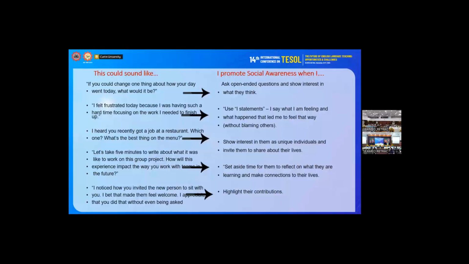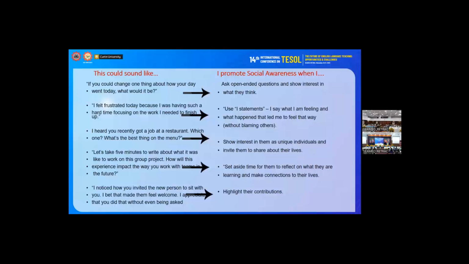Then we can show interest in our students as unique individuals and invite them to share about their lives. For example, I heard you recently got a job at a restaurant. Ooh, which one? What's the best thing on the menu? That shows interest in the student's life.